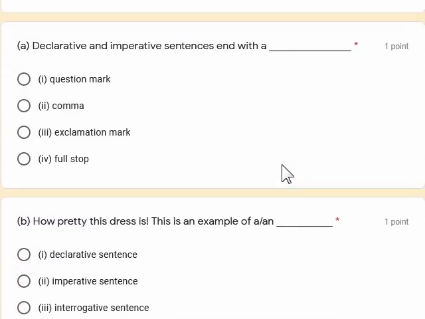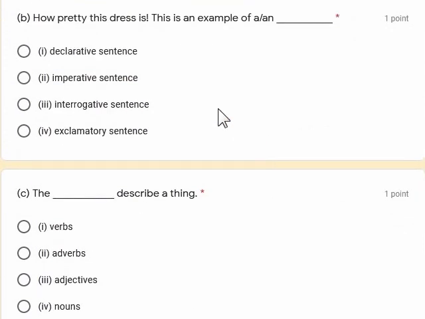Now, number 6. Declarative and imperative sentences end with a. Well, a question mark? No. A question mark means it is an interrogative sentence. A comma? No. An exclamation mark? No. An exclamation mark means it is an exclamatory sentence. A full stop? Yes. At the end of a declarative or imperative sentence, we always use a full stop.